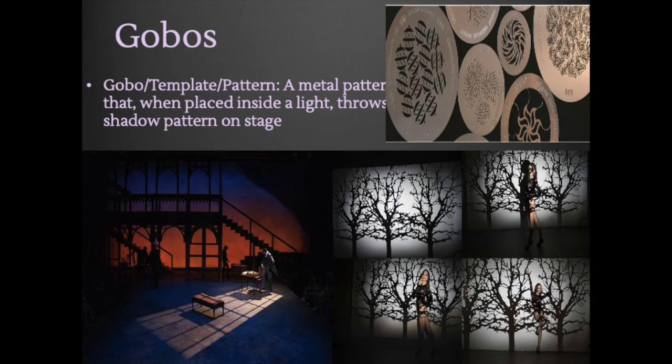Gobos, templates or patterns. A metal pattern that, when placed inside the light, throws a shadow pattern on stage. So if you've ever seen windows or trees or leaves on the ground, it was a gobo placed inside a lighting instrument. And now it's become popular for people to get them for their weddings or corporate events. When you walk into the room, there's a cutout of your company's name or the bride or groom or whomever, on the floor or the wall maybe, and you see the pattern, and that is a gobo that's placed in that light.